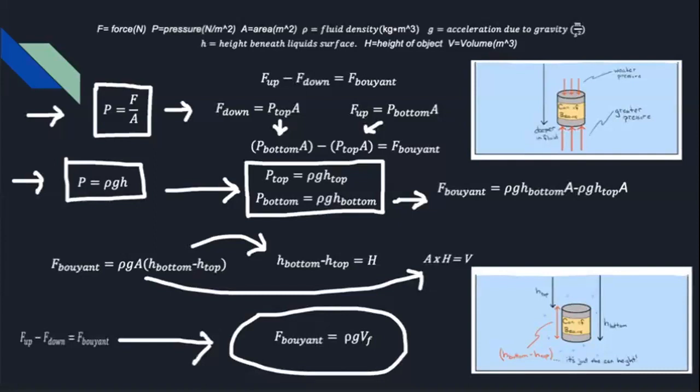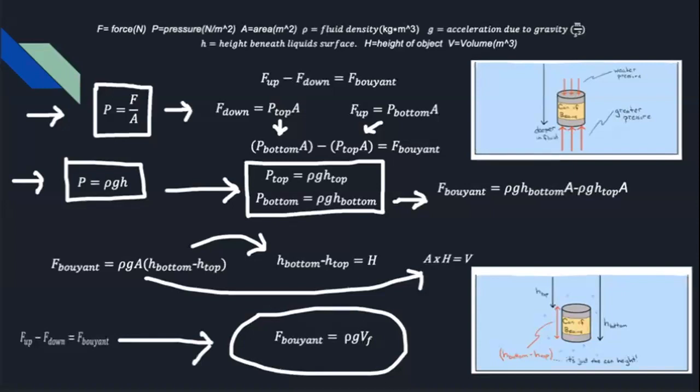Looking at the picture on the right, we see there's a pressure on the top and there's a pressure on the bottom. These two pressures create an upward force and a downward force. Subtracting the downward force from the upward force, you get our buoyant force. Now let's simplify this. Pressure is equal to force divided by area.